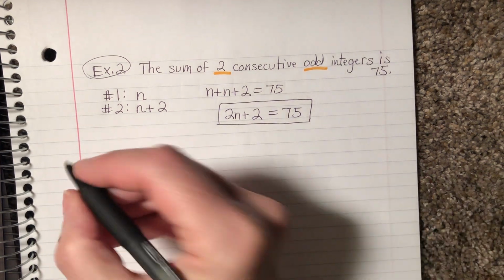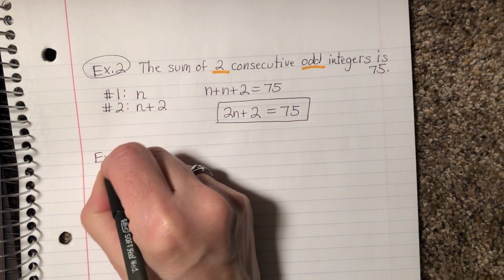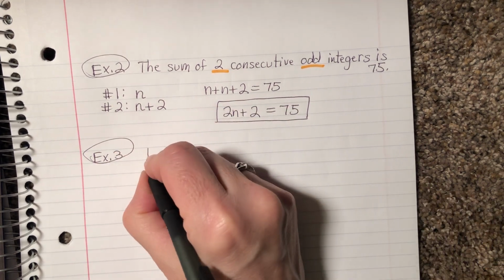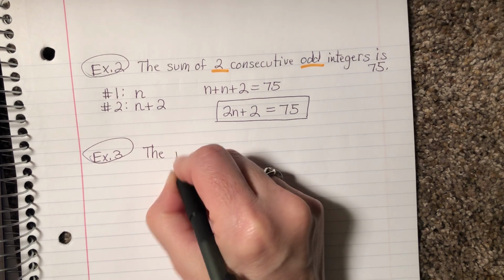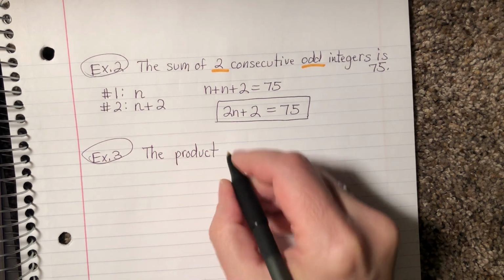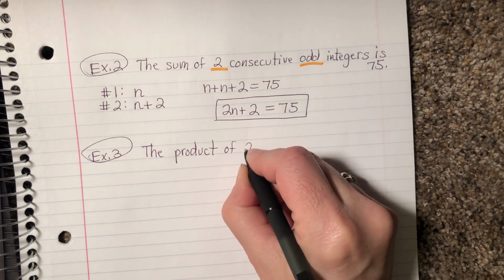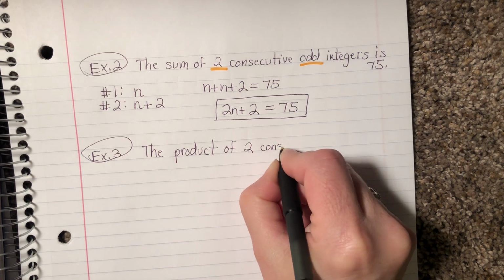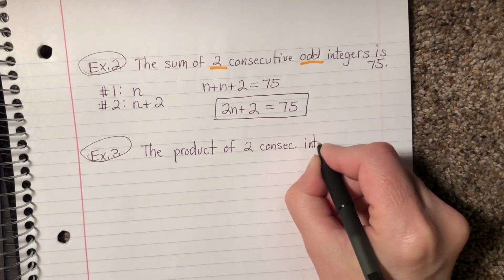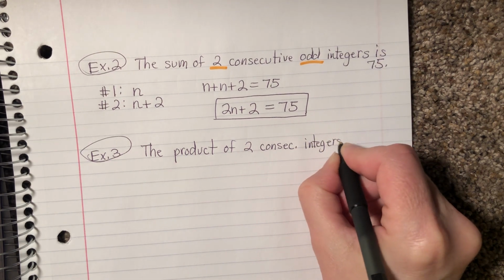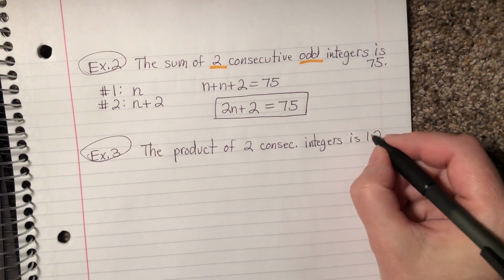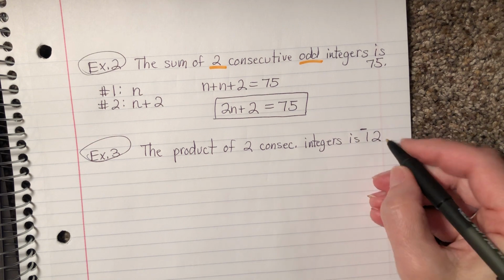Okay, example 3. All right, we're going to jump here. The product of two, I'm just going to abbreviate that, integers is 12. Let's make it negative 12. You're going to see some negative numbers here.